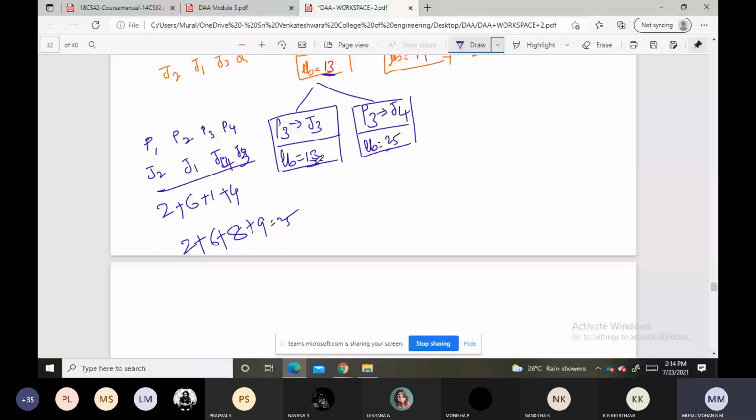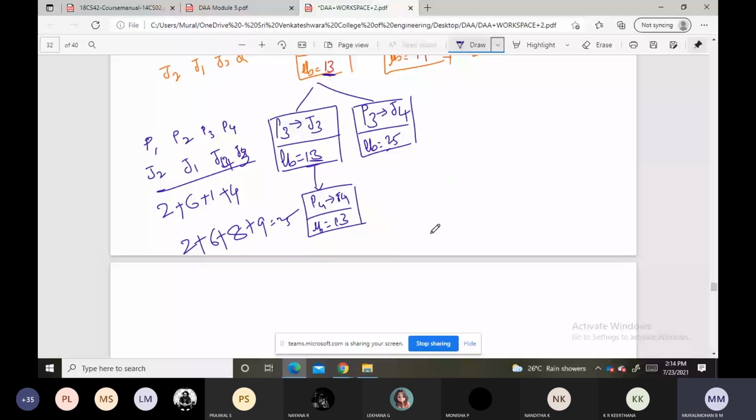Now here we are having 13, which means for person 3 we can give job 3, and for person 4 we can give job 4. That is what we write here. It is minimum, so you can expand this and write that for person 4 we give job 4, and the lower bound value is equal to 13. You can just calculate this one.